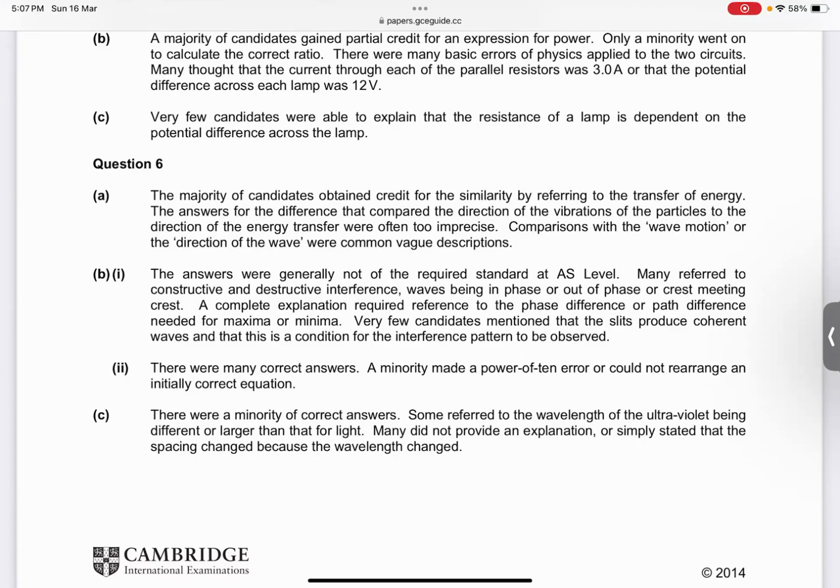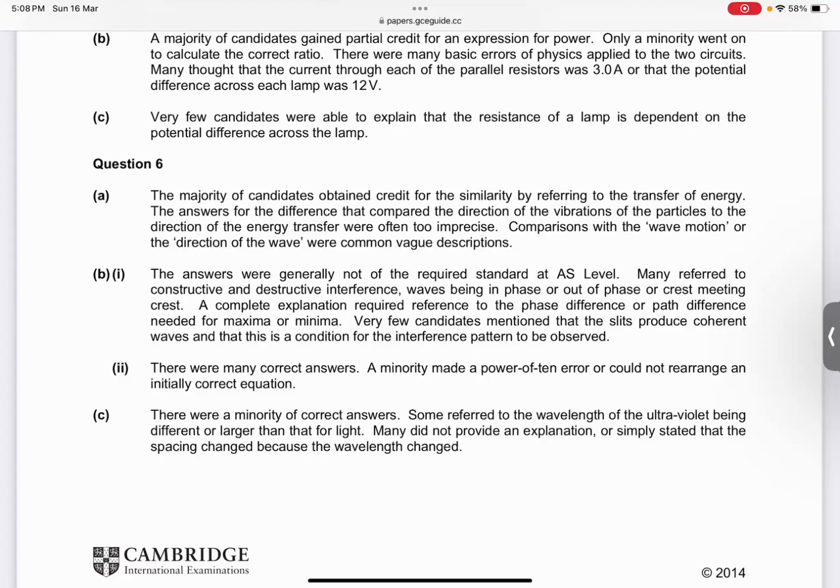Waves being in phase or out of phase or crest meeting crest, all this is not required. These are not acceptable. A complete explanation required reference to the phase difference or the path difference needed for the maxima or minima. So you can write for any one, right? Either you pick the maxima or the minima, it will be understood.